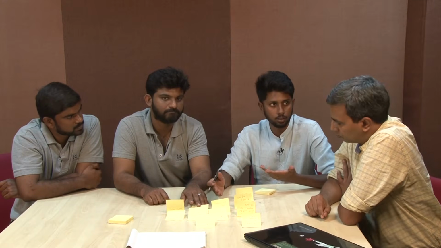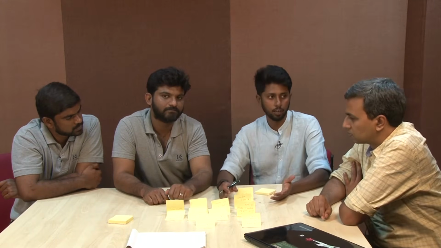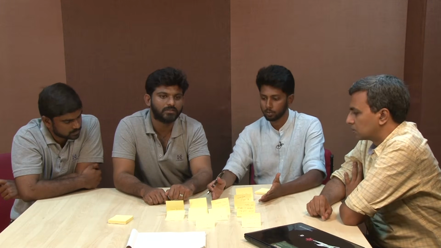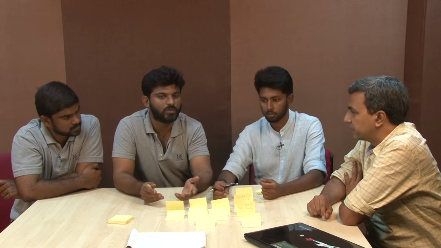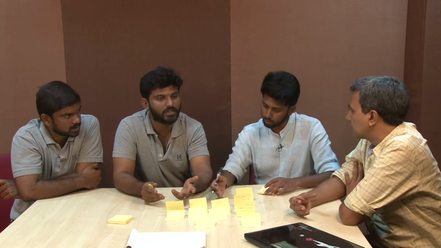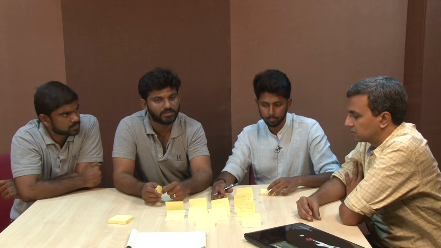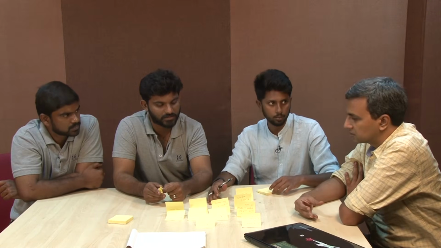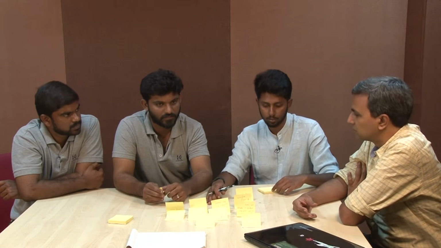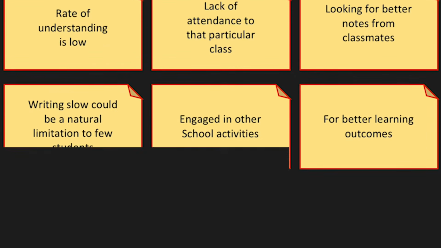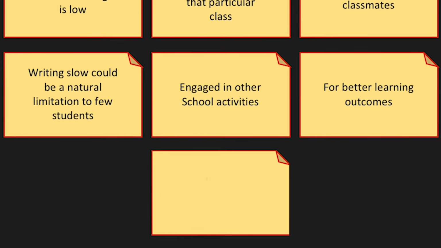Why would a student be engaged in other school activities? Class monitors, house captains, they have other duties as well to conduct in the school. So that could be one of the reasons. If they're monitors, class leaders or representatives of classes, they can have other jobs to do. It's possible. Other responsibilities.